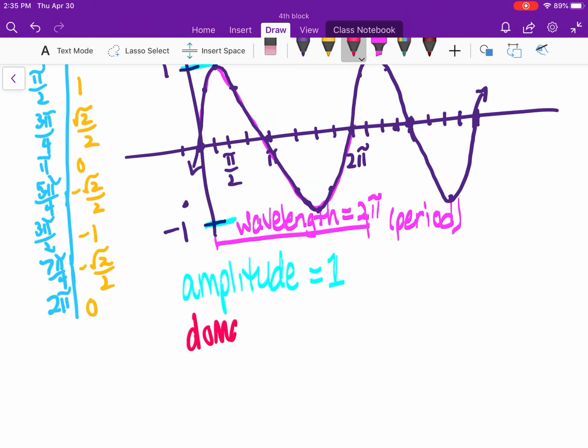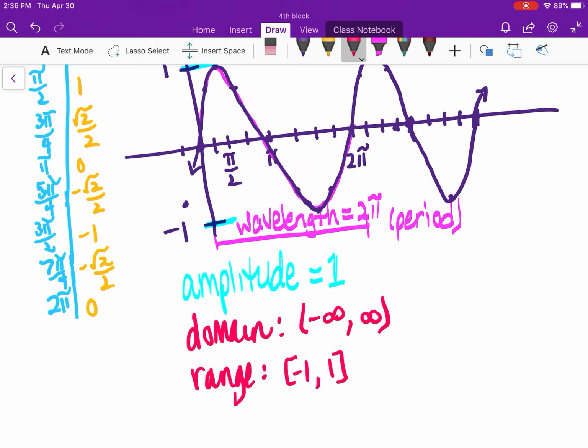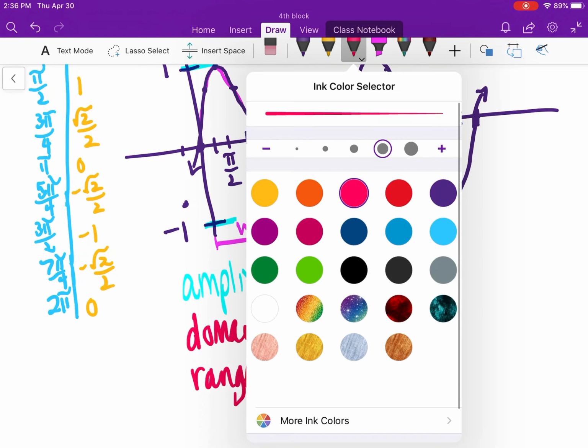Now, with all new graphs that we look at, we talk about the domain and we talk about the range. Okay, well, your domain, do you have a starting or ending point as you look from left to right? Okay, well, it keeps going to the left. We put that little arrow to represent that, and the same to the right. So we say our domain is -infinity to infinity. Okay, the range is talking about y. So what's our lowest y? And then our highest y. So our range is -1 to 1.